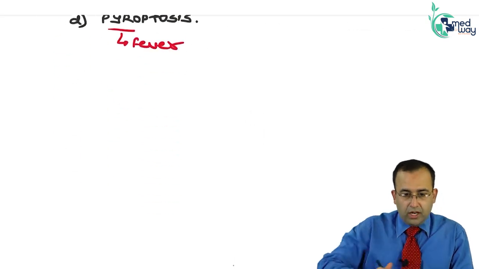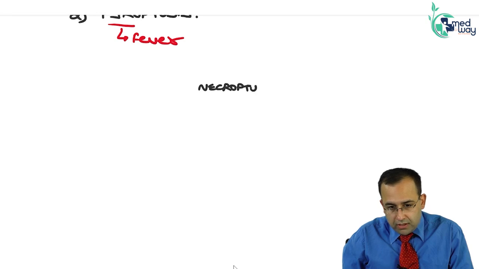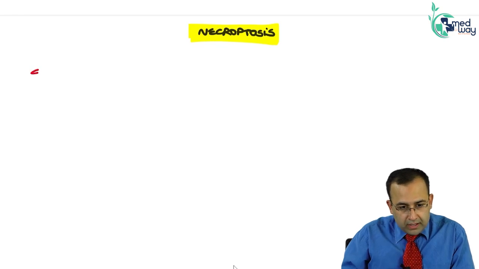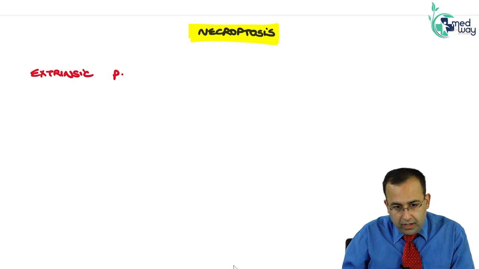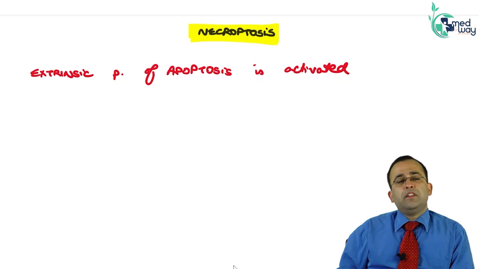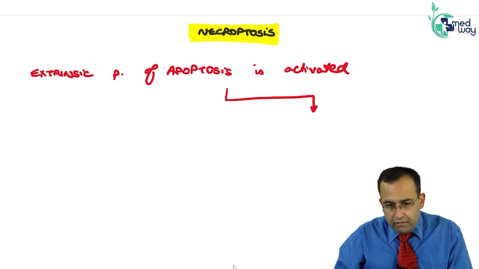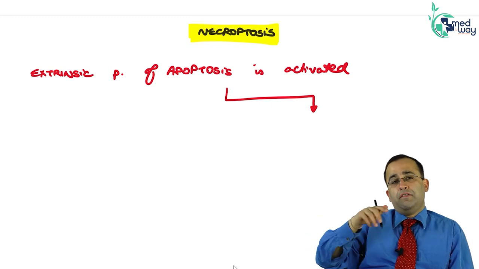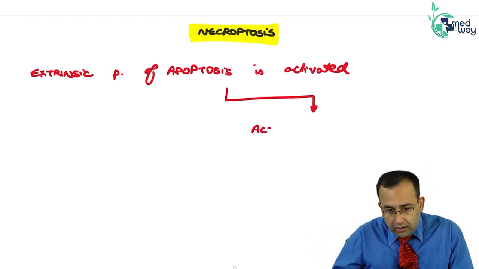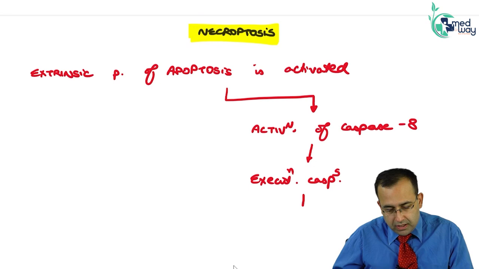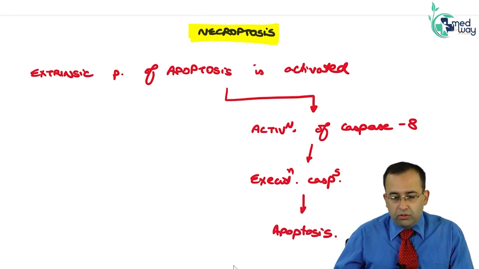So let us now have a detailed look at necroptosis. What do we mean by necroptosis? Look, let us assume the extrinsic pathway of apoptosis is activated. Remember the extrinsic pathway: two friends came from outside, 8 and 10. Which is the main initiator caspase? Caspase 8. This leads to activation of caspase 8, which goes to executioner caspases and then apoptosis. This is the normal routine pathway of apoptosis.